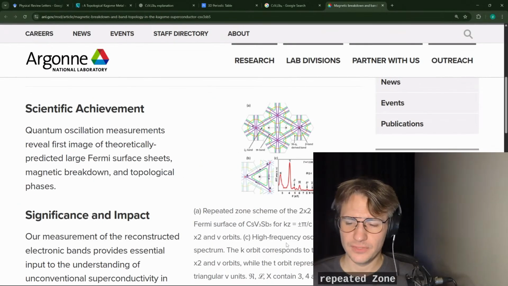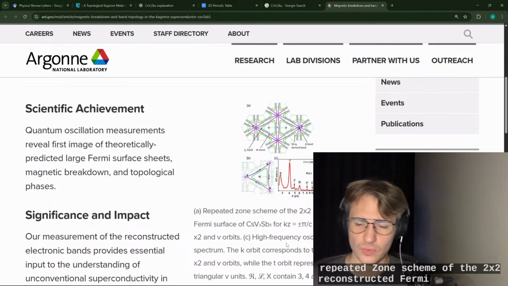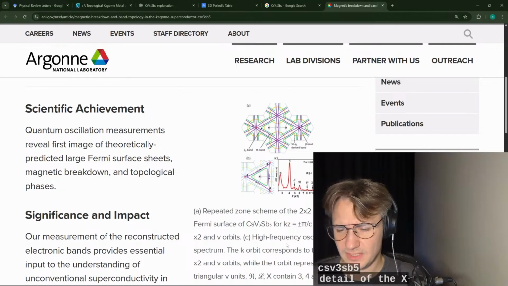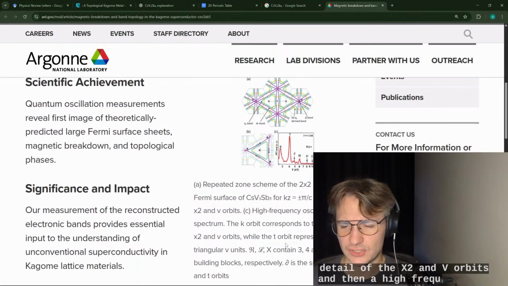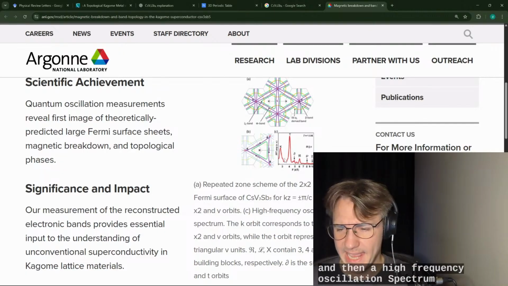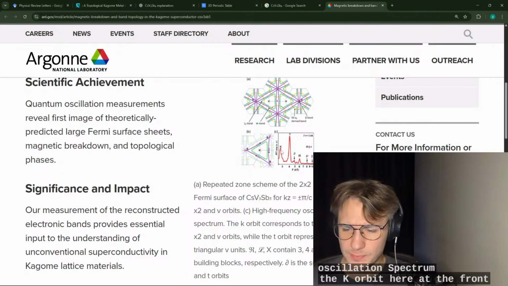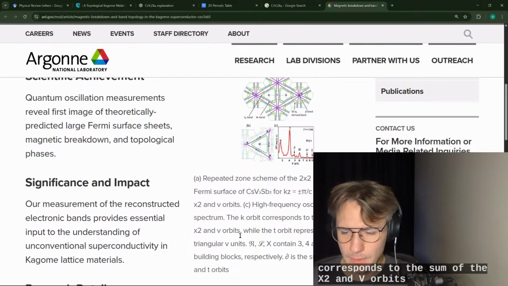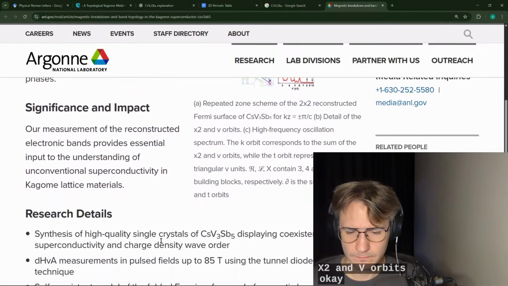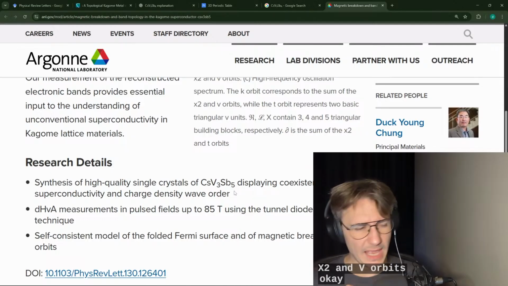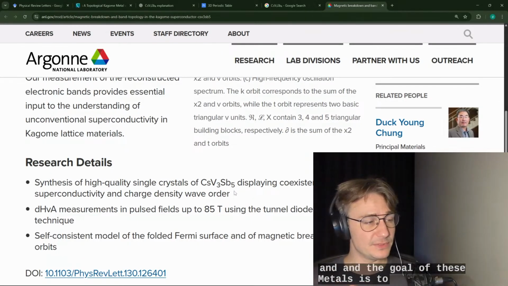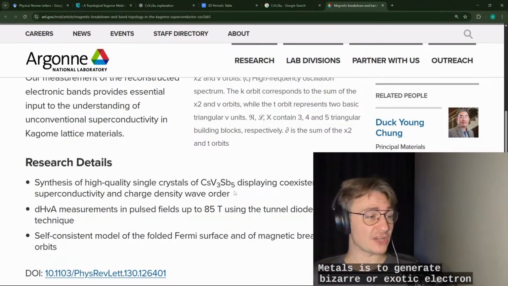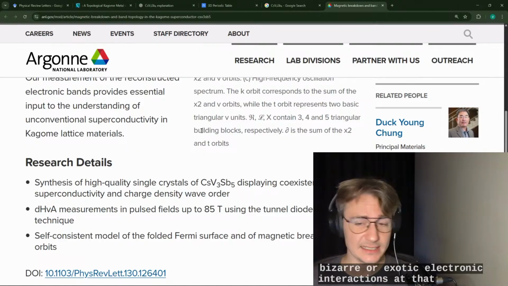Repeated zone scheme of the 2x2 reconstructed Fermi surface for CSV3SB5. Detail of the X2 and V orbits. And then a high-frequency oscillation spectrum. The K orbit here at the front corresponds to the sum of the X2 and V orbits. Okay. And the goal of these metals is to generate bizarre or exotic electronic interactions at that tiny, tiny atomic level.